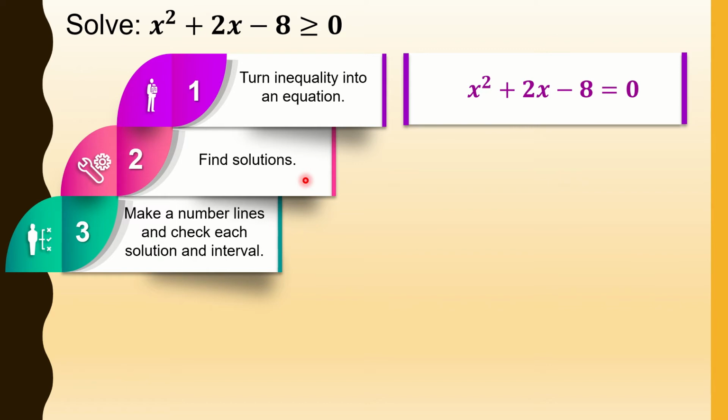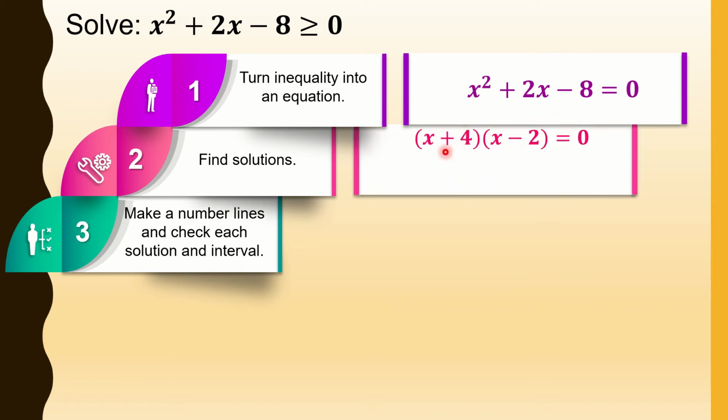Next, we will find the solution. So you have here three choices. Since it is a trinomial, we may use factoring, completing the square and quadratic formula. So for the example I'll present to you, I will be using factoring. The factors of this equation are quantity of x plus 4 times quantity of x minus 2. So using the zero product property, x plus 4 should be equal to 0 and x minus 2 should also be equal to 0, then the values of x are negative 4 and positive 2.